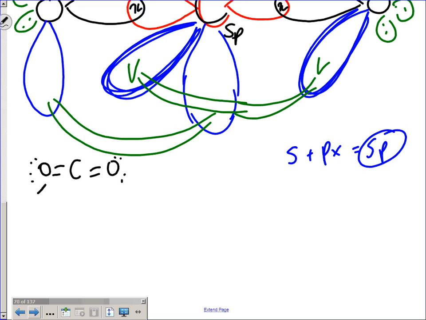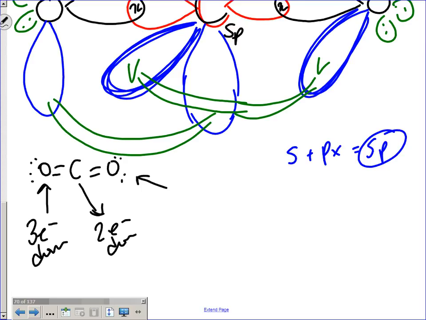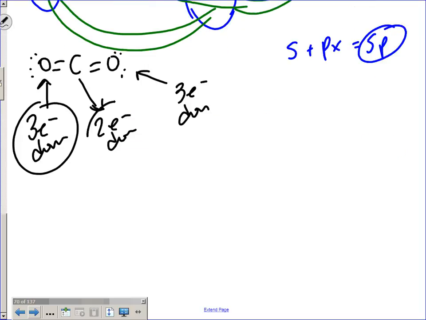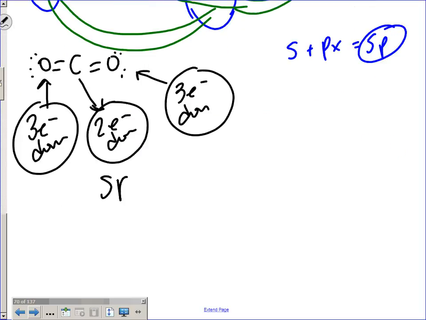How many electron domains does carbon have? 3 electron domains. How many does carbon have? 2 electron domains. And how many does this oxygen have? 3 electron domains. So if you have 2 electron domains, that leaves you with 2 free what? Unhybridized p orbitals, which you can see here. If you only have 3 electron domains, what hybridization does oxygen take on? So this was sp, this was sp2, and this one's sp2.